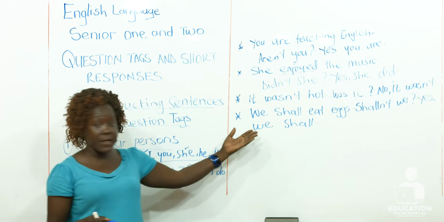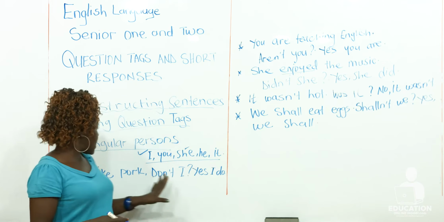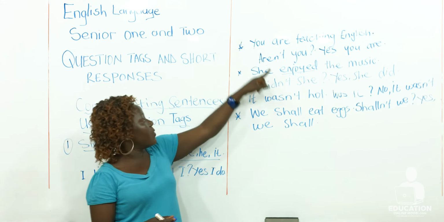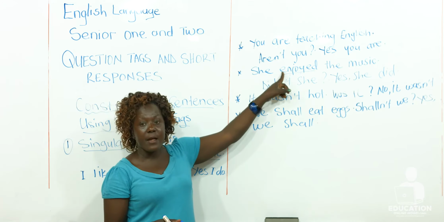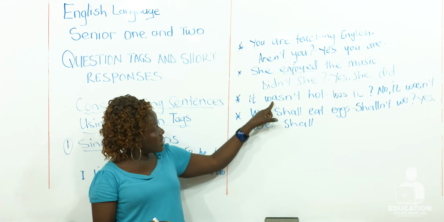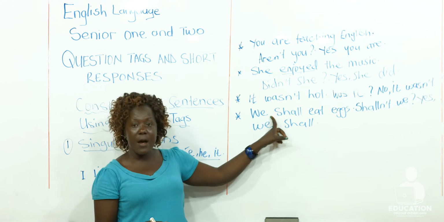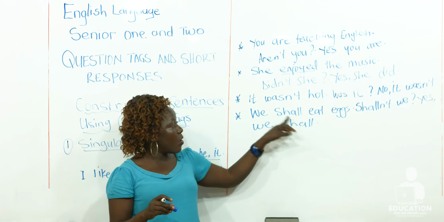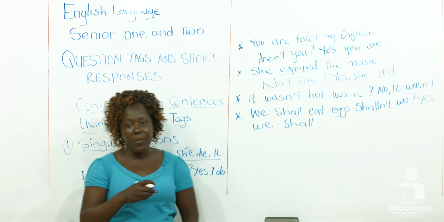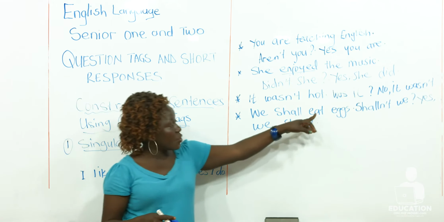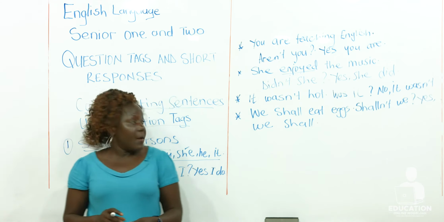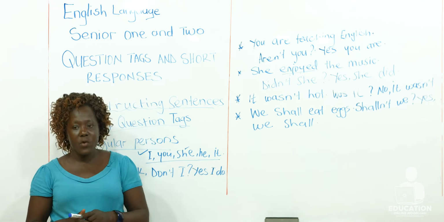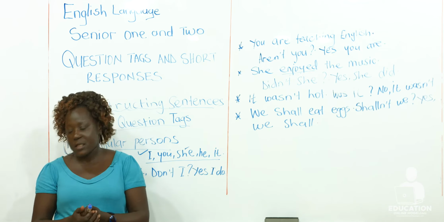Always be very observant in the tense. We have now used present simple, we have used progressive, we have used past tense, and here we are using still past tense, and we have used here future tense, which is in that form of the auxiliary "shall". It is helping this main verb "eat". You should pay attention. Be very careful when you are constructing sentences in this way.